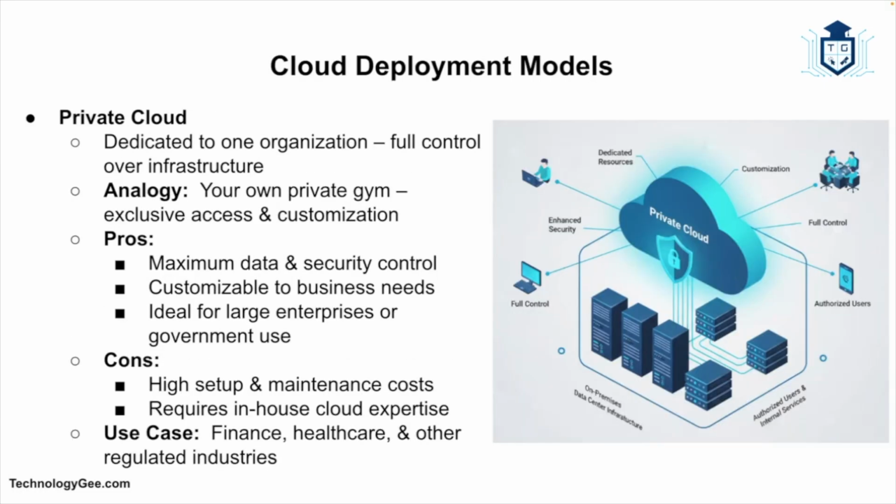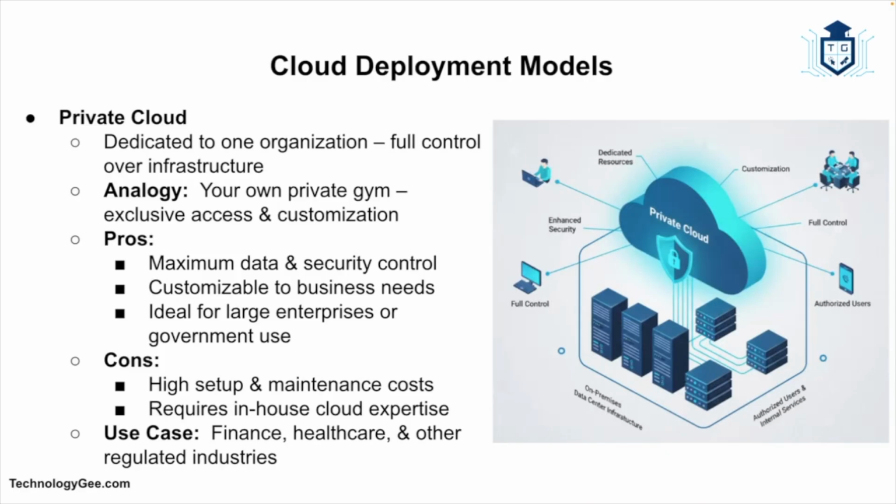All right, so let's talk about the 4 common cloud deployment models. So when people talk about the cloud, they're not always referring to the same kind of setup. There are actually different types of clouds, and these are called deployment models. So let's break them down. The first one is called the private cloud. A private cloud is dedicated to a single organization. So think of it as your own private gym. Only your company gets to use the equipment and it's tailored to your specific needs.